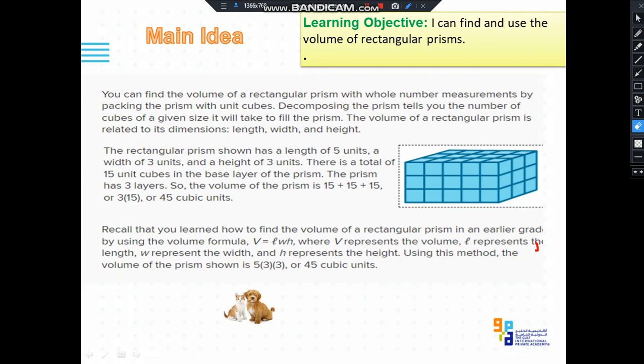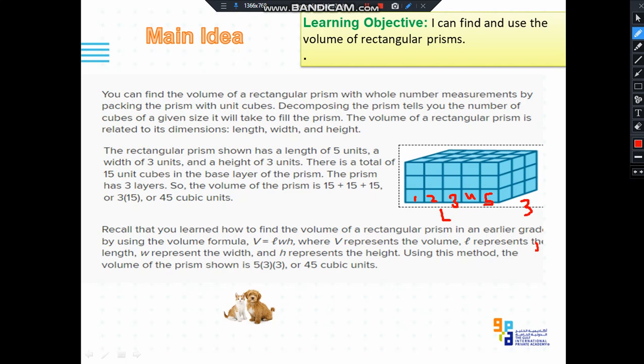The rectangular prism shown has a length. If you count the length here: 1, 2, 3, 4, 5. This is the length, L, and it will be 5 units. And the width, if you count it, will be 3.